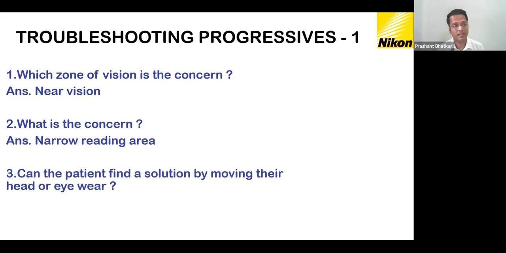Can the patient find a solution by moving their head or eyewear? The patient says yes. If I push my glasses back when I'm reading, this is not clear, but when I take my glasses back, it is a little more clear. I feel it is better when I push my glasses back. What would you do to solve this problem? You need to write that in your chat box.